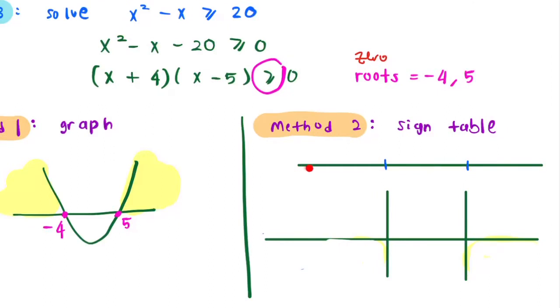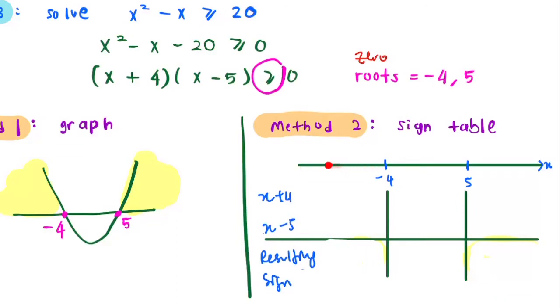First of all, draw a number line. Okay, so this is the number line for x. Then fill in the two zeros here. Okay, so negative 4 should be at the back. 5 should be here to your right hand side. Next, let's fill in your factors here. So one of the factors is x plus 4. Another factor is x minus 5. Down here is your resulting sign.